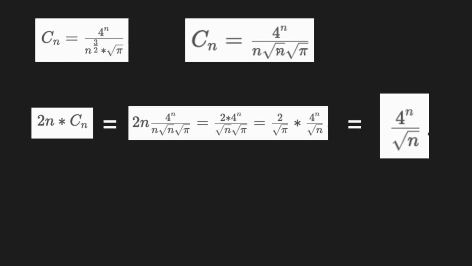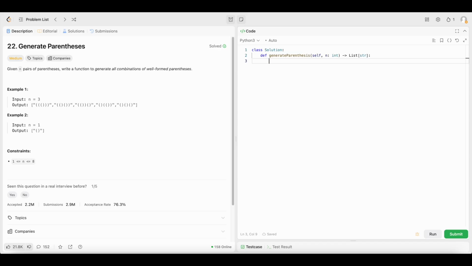And now that we have rewritten this, we need to multiply it by 2n, because there are 2n parentheses, since there's opening and closing parentheses. So we need to multiply by 2 to the n. So if we multiply 2n by this, this is what we have. And then if we keep simplifying it, these two n's cancel out, which will look like this. And then after we simplify it to this, we can remove the 2 over root pi because these are constants and they are not necessary. So now we simplify to the time complexity of 4 to the n divided by the square root of n. So now let's get to the coding part.